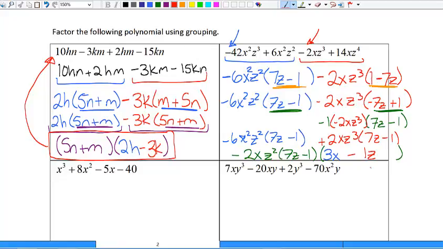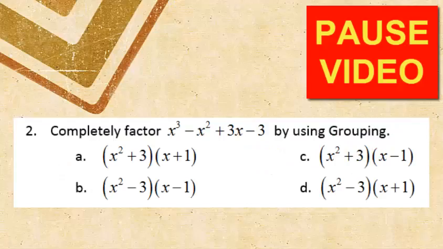At this point, I could go back and erase my 1 if I really wanted to. And 7z minus 1 divided by 7z minus 1, that's just 1. Again, I don't need to write it. I already have terms there. So this is my factorization. That was a good problem.